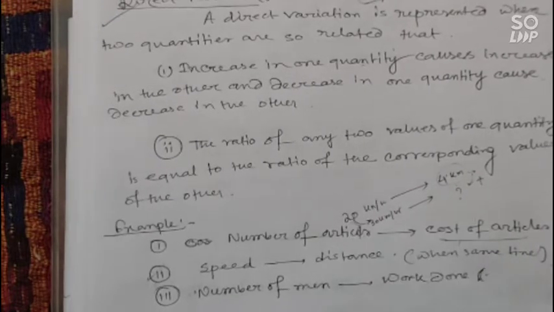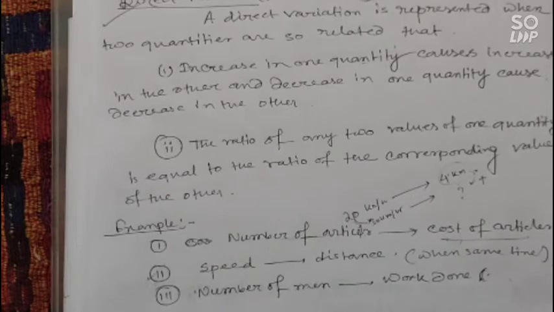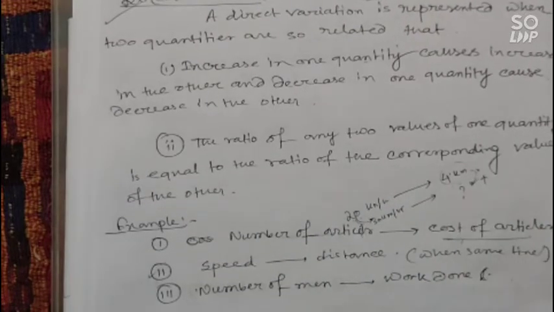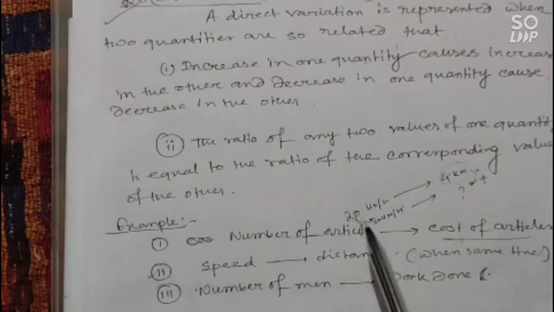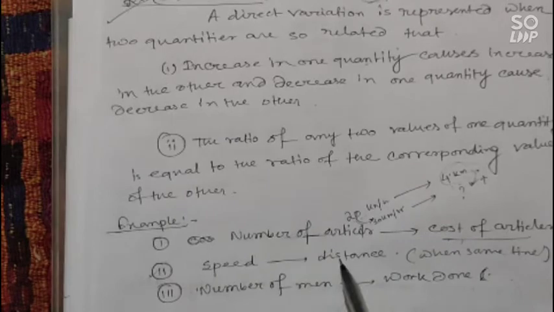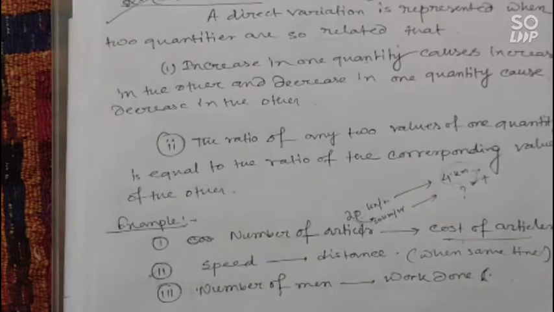So if the speed increases, then the distance also increases when the time is the same. The time has to stay the same. That means when the speed increases, then the distance also increases. So speed and distance are in direct variation.